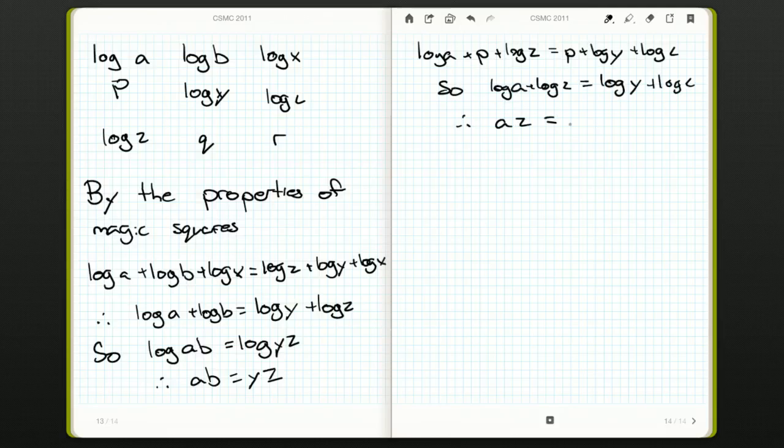And we can work out that AZ is equal to CY. Just writing everything alphabetically. Okay. Well, we had AB equals YZ, and we have AZ equals CY. So we're starting to get more information about the relationships between A, B, C, and X, Y, and Z. So here we had all logs, and that worked out fine. Here we had a common value of P.